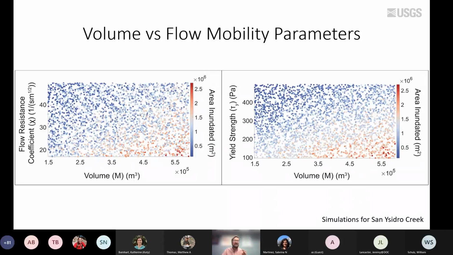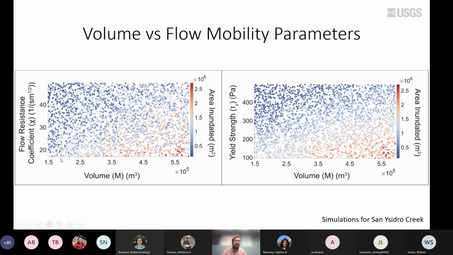So let's say that we don't have a set volume. What we did here is we generated 3,000 random volumes for San Ysidro Creek that ranged from half of what was observed in the field. So roughly the observed volume was 300,000 cubic meters. So we selected 3,000 random volumes from 150,000 cubic meters to 600,000 cubic meters, and we generated parameter combinations with the flow resistance coefficients and the yield strength.